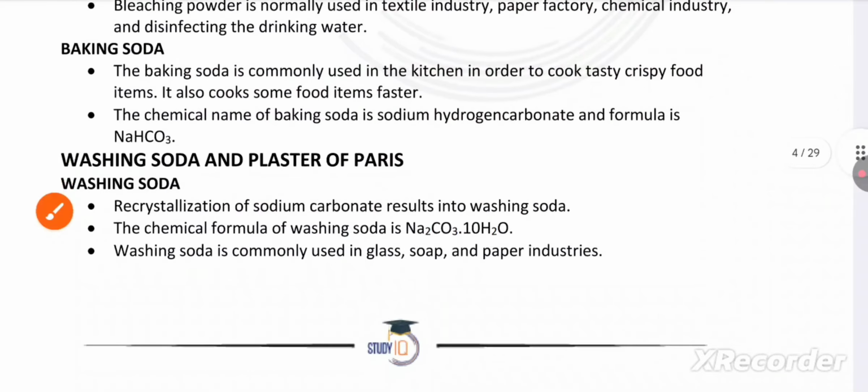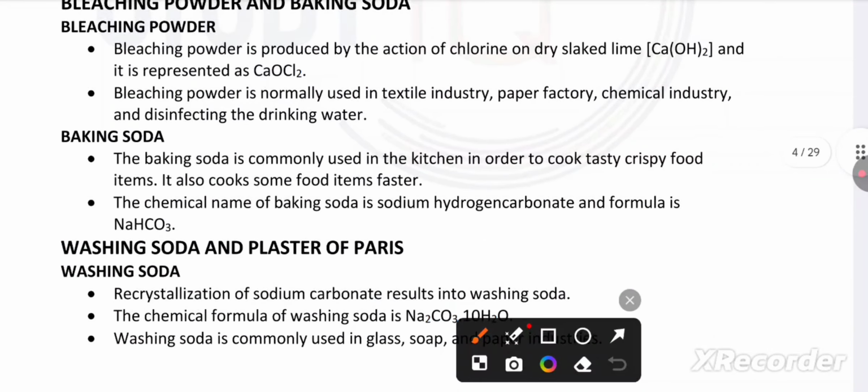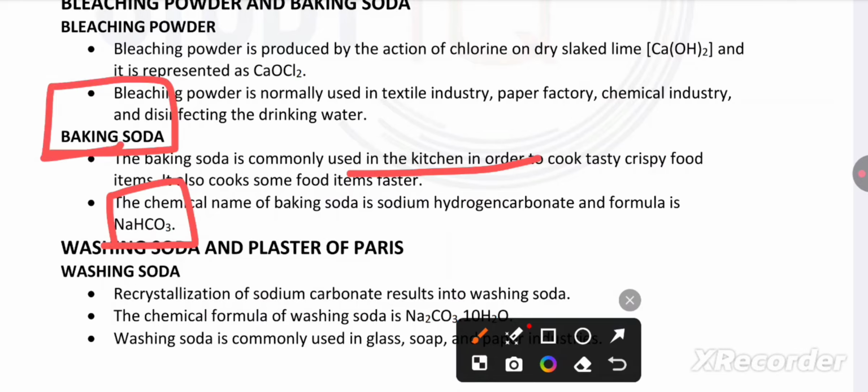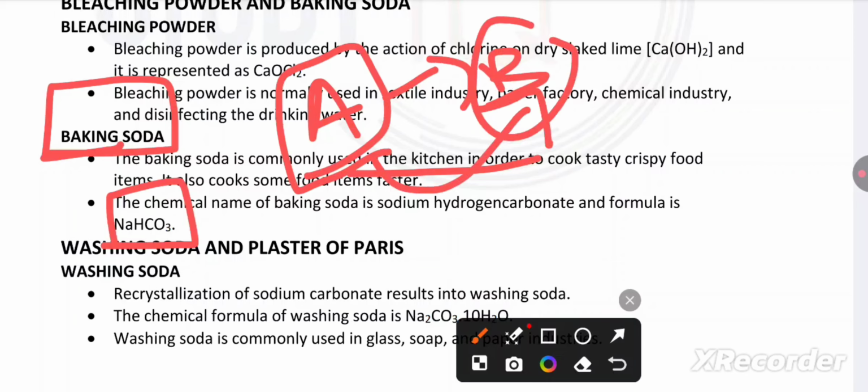Okay. Then baking soda, commonly used in the kitchen. Chemical name NaHCO3. Okay. This is usually used for our kitchen accessories. Just remember it. Baking soda. We already see that, right? When an ant bites, to reduce the formic acid, we can use baking soda. Okay.